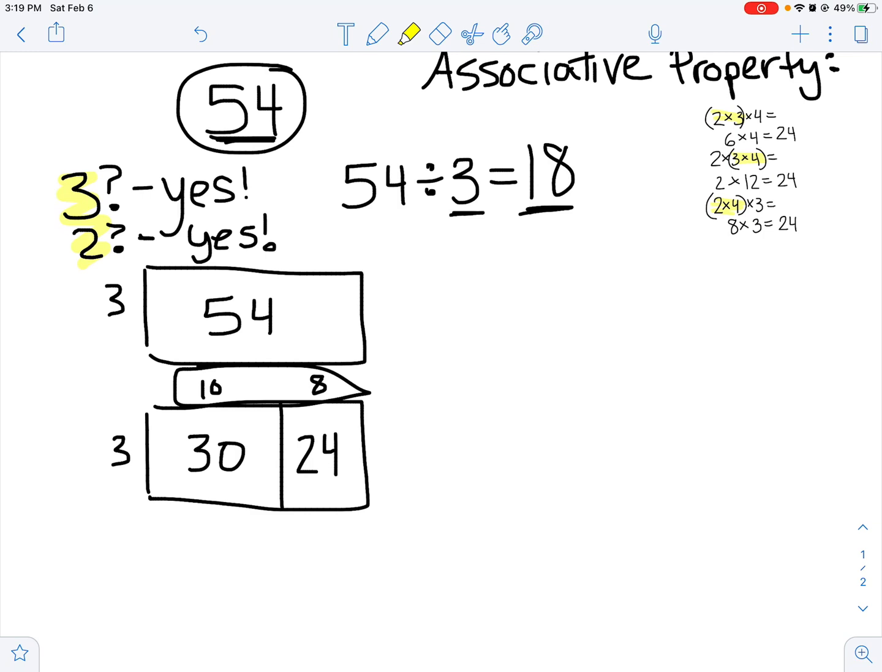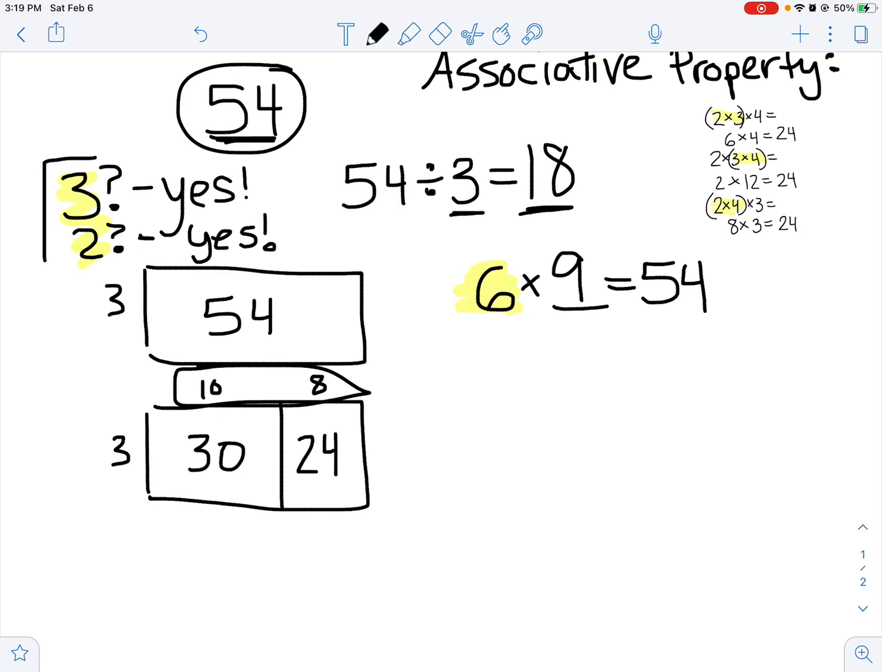Well, what is 2 times 3? It's 6, right? So we know 2 times 3 is 6. Let's see if 6 is a factor of 54. 6 times what equals 54? Hopefully you guys are getting good at your multiplication facts. If not, go ahead, count by 6s, see if you get it. 6, 12, 18, 24, 30, 36, 42, 48, 54. Look at that. 6 times 9 is 54. Now we've determined that 6 is also a factor of 54.